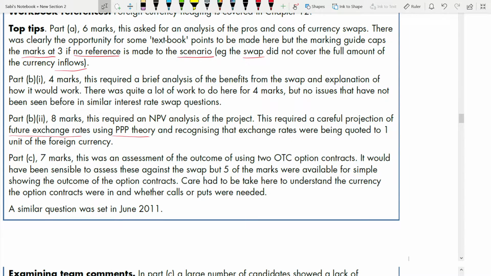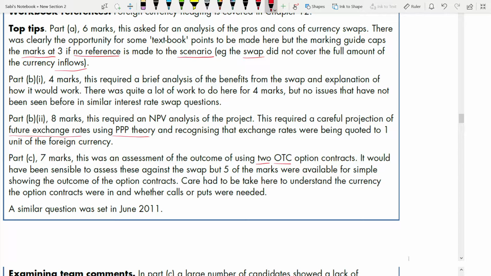Part C, 7 marks. This was an assessment of the outcome of using 2 OTC, that is over the counter option contracts. So you're using 2 contracts with two exercise prices. You have to assess the outcome using the two options, right? It's not just the normal way how we use futures, options or forward and then compare which one is the best. This is a little bit different question. It is a little bit twisted.